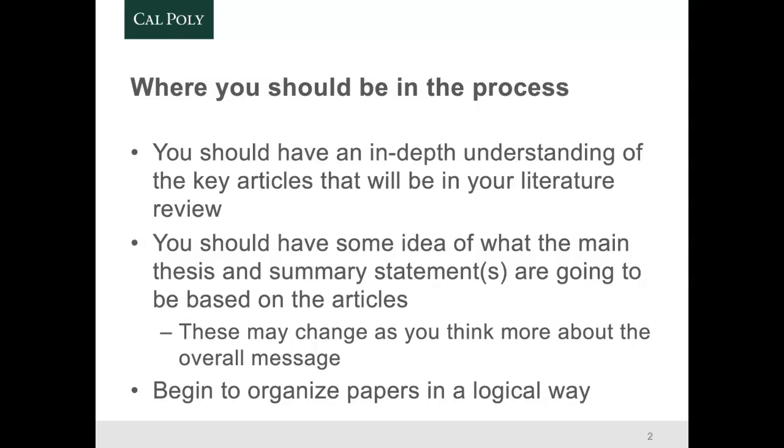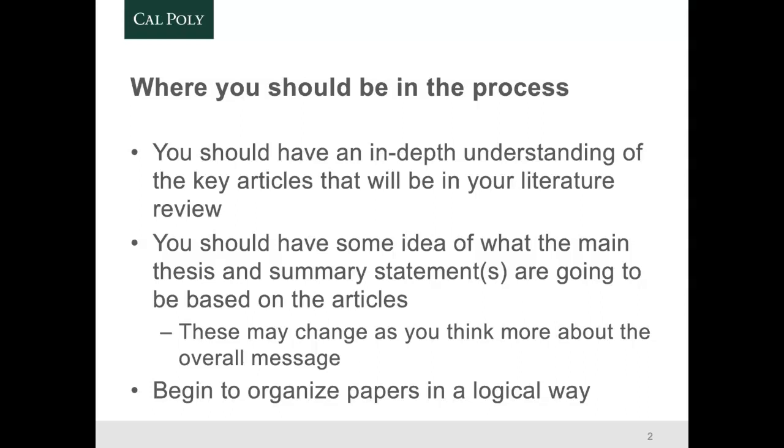You should have some idea of what the main thesis and summary statements are going to be based on the articles. So think about what you're going to be writing about. You might change these as you think about the overall message and what it is that you're going to write based on the review of the literature that you've conducted.